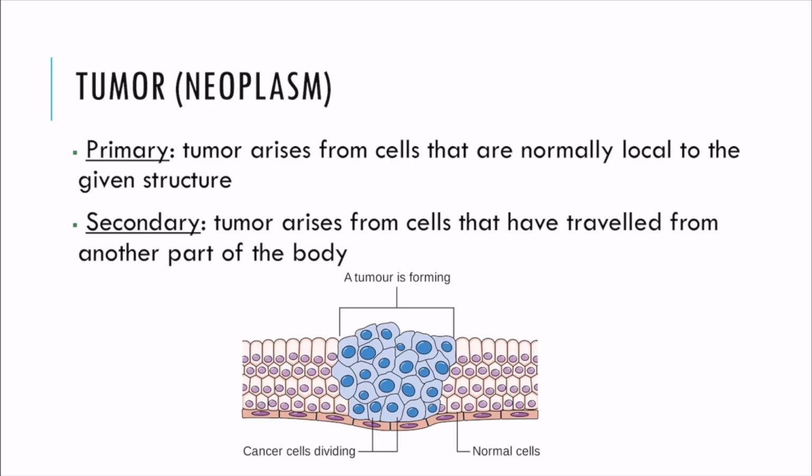We describe the tumor or the neoplasm based on where it is in the body and what cells originally developed the tumor. So a primary tumor is a tumor that arises from cells that are normally local to the given structure. So they carry some origin of the cell type in which they're growing. Whereas a secondary tumor arises from cells that have traveled from another part of the body. So it's like a hepatocyte that ends up growing in a bone. And it's not a bone cell, it's a hepatocyte, but it's a tumor that's growing with hepatocyte-like cells. That would be a secondary tumor.